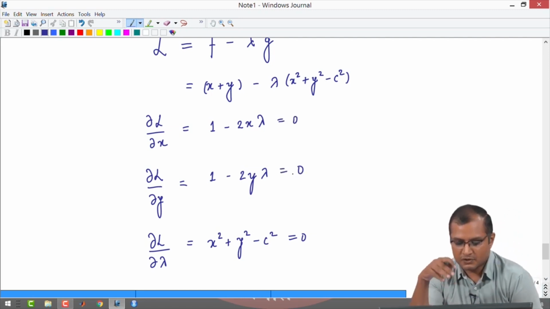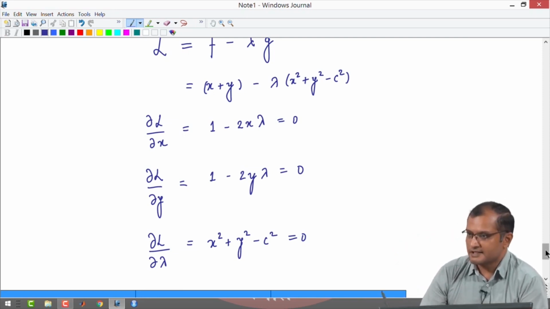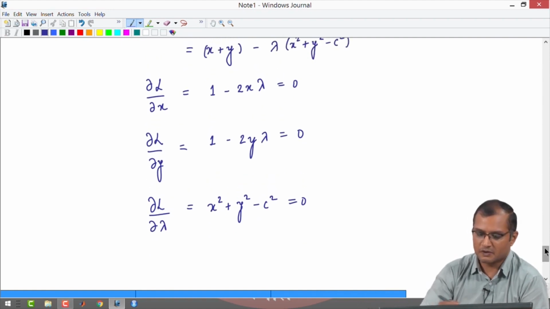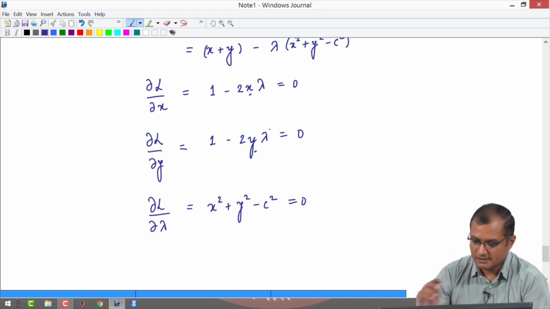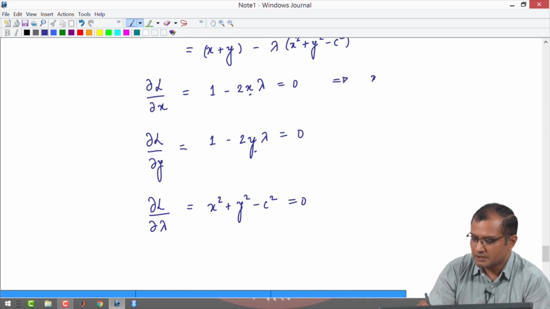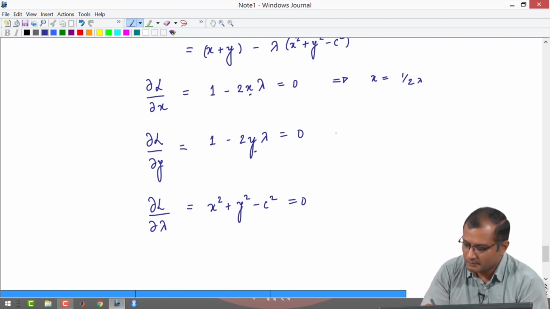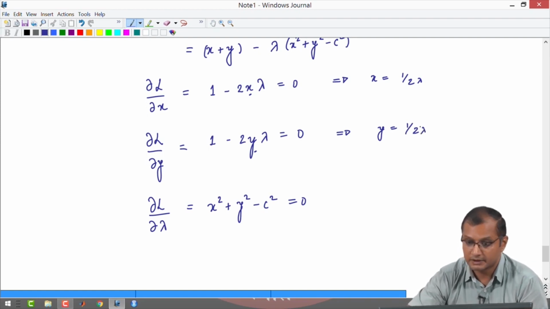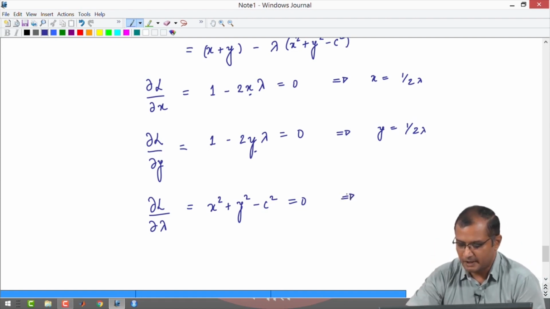Okay. So, you have to solve these three equations, and the x, y that you get are the values of x and y where the function x plus y is maximum. Because I already said that at these values of x and y, my Lagrangian is extremized because you have set the derivatives to 0. So, from here you can easily say that my x should be 1 upon 2 lambda, and from here you can say that my y should be 1 upon 2 lambda. And from here you can find out the values of lambda in terms of c.